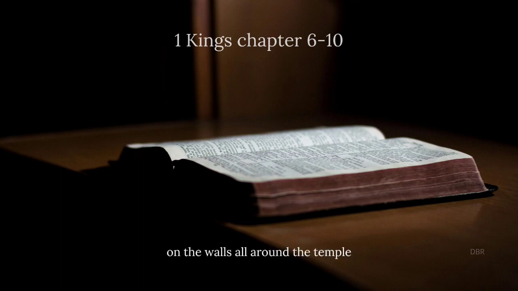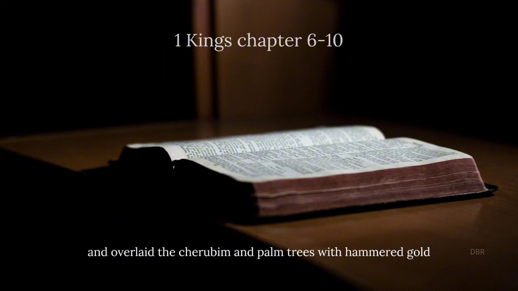On the walls all around the temple, in both the inner and outer rooms, he carved cherubim, palm trees and open flowers. He also covered the floors of both the inner and outer rooms of the temple with gold. For the entrance to the inner sanctuary he made doors out of olive wood that were 1/5 of the width of the sanctuary. And on the 2 olive wood doors he carved cherubim, palm trees and open flowers, and overlaid the cherubim and palm trees with hammered gold.